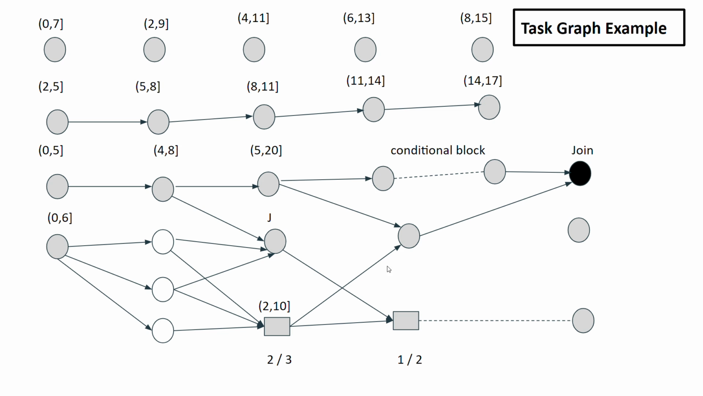What about this conditional block? There could be some condition based on which one of the paths will be taken. So based on that, out of these two jobs, only one can actually execute. Both cannot execute.